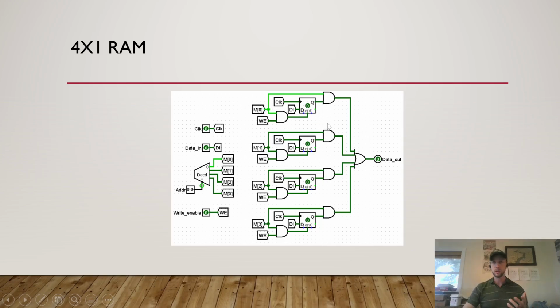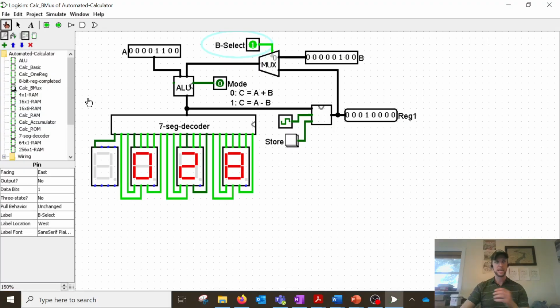So the output of this piece of memory, this RAM, is only going to be equivalent to whatever is the value in the flip-flop that is being addressed at a given point in time. So let's see this kind of in action.